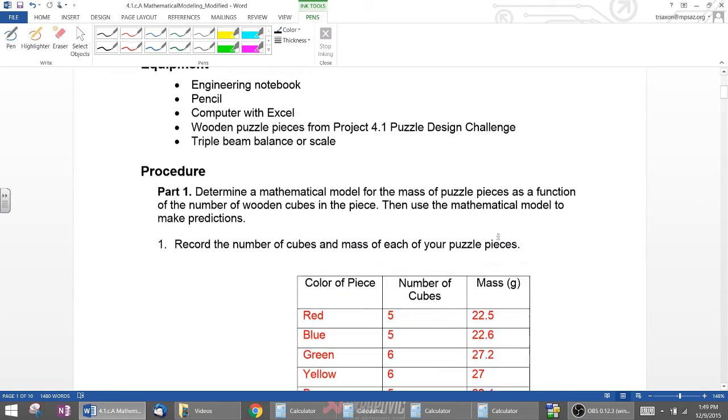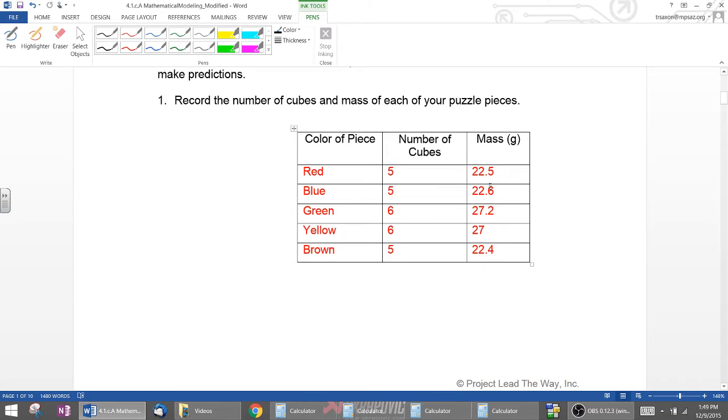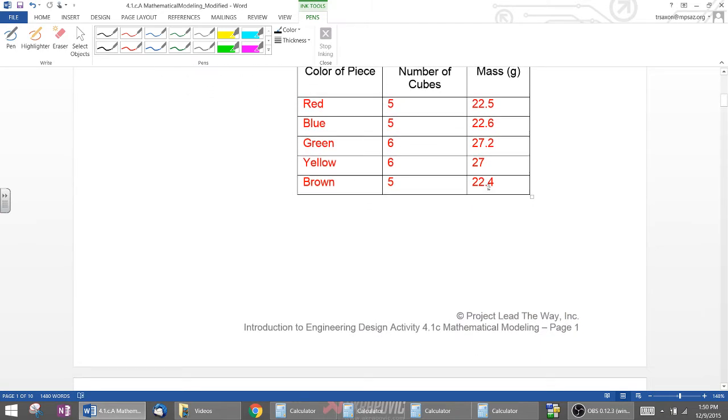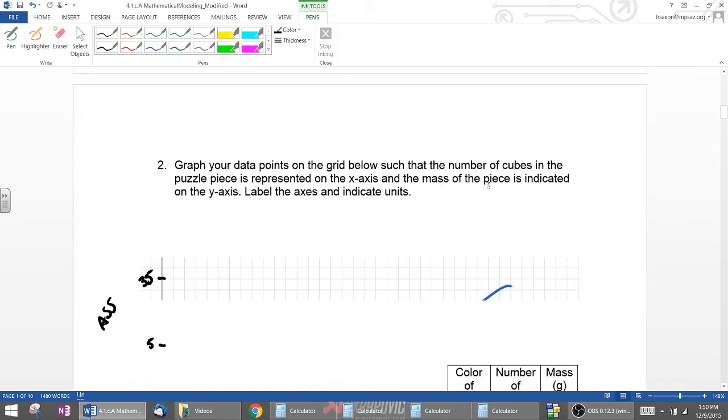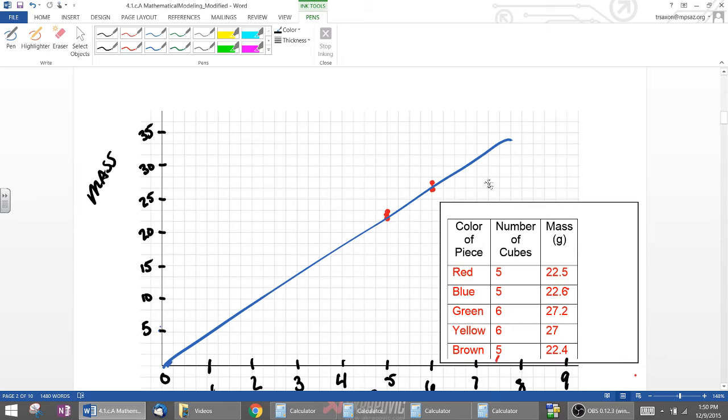In this exercise, you're going to take your finished cube over to the scale and weigh it. To weigh it, you will weigh the individual pieces that comprise the cube and record the number of wooden cubes within each piece. I've done this in Table 1. I've recreated Table 1, and then question number 2 asks you to graph your points.